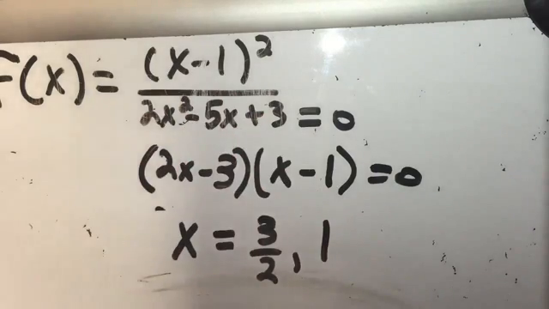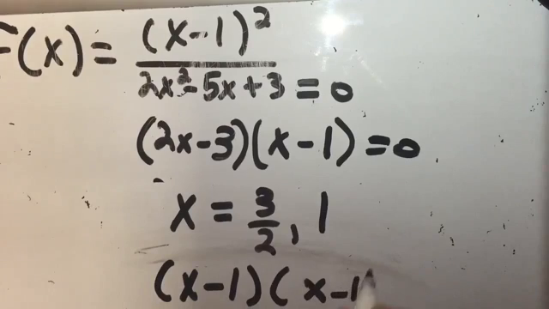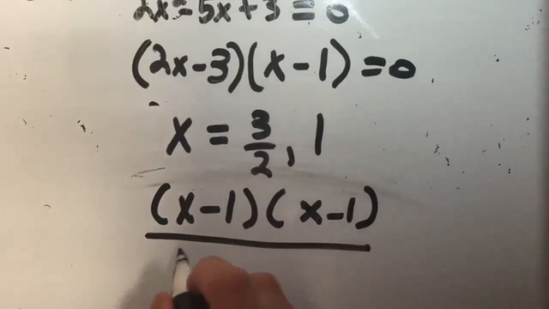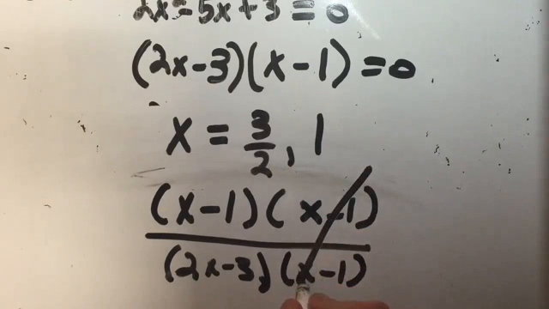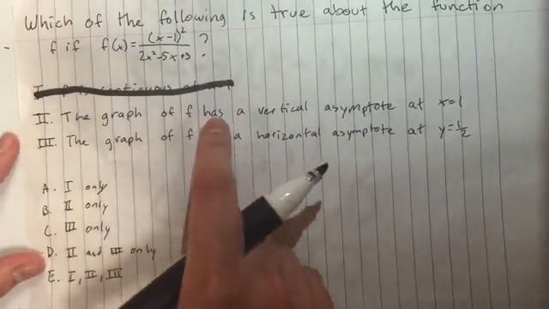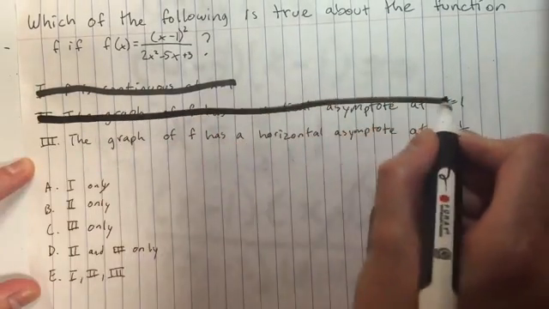Now you may think that this means there's a vertical asymptote at 1, but actually, if you go back to the numerator and you factor that out, you're going to end up with x minus 1 times x minus 1 over 2x minus 3 and x minus 1. These cancel out, which means there will be a hole at x equals 1, not a vertical asymptote. The only vertical asymptote this graph has is 3 over 2. Therefore, the graph of f does not have a vertical asymptote at x equals 1 and number 2 is incorrect.